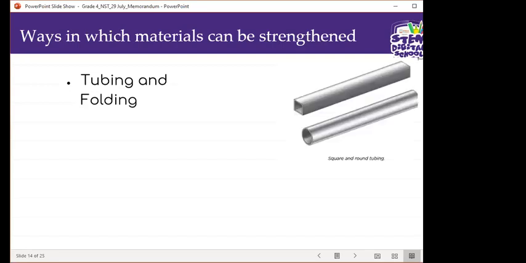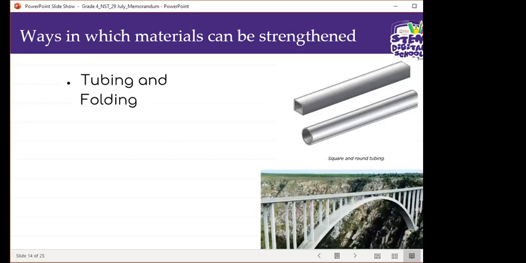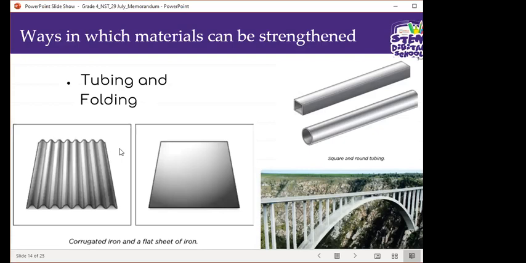And then here we have the square and the round tubing. So you can also just do this when building a structure, right? A paper structure or whatever type of structure that you might be building. You can just roll your paper, your cardboard into a tube. It makes your structure stronger, or you can roll it into a square tube. Okay. And we have an example of the bridge where tubing is used. You guys can see here, these long strands here, these are tubes which keep the bridge longer. And right here we have the corrugated iron. Okay, so these are usually used for roofs.